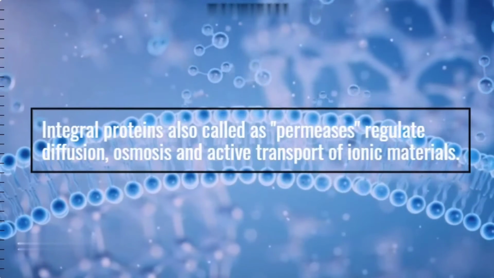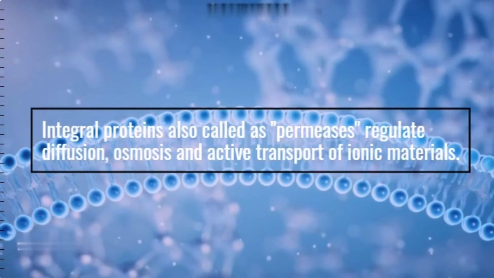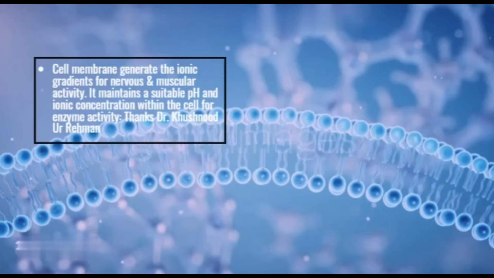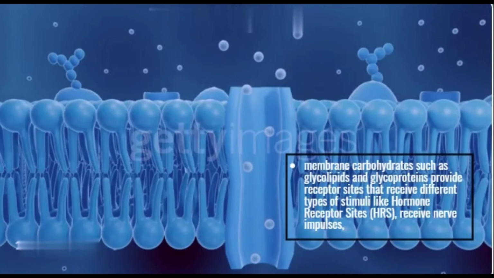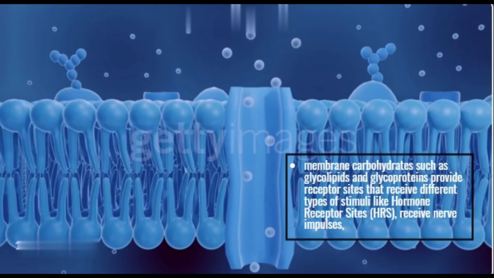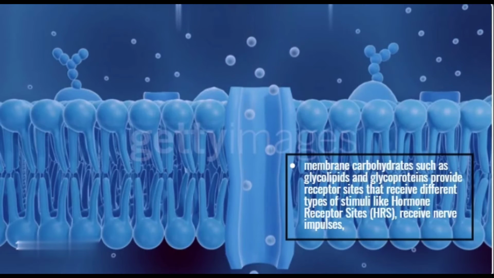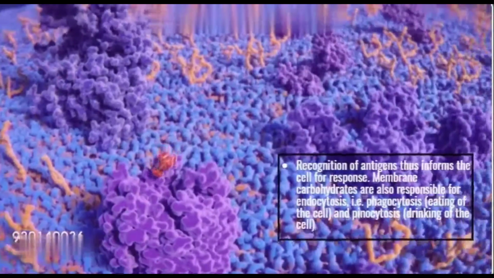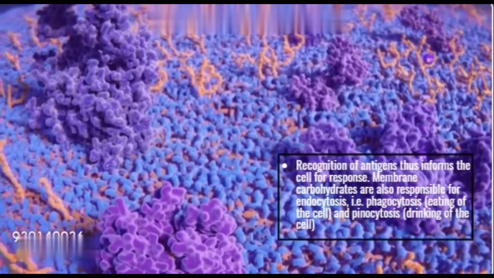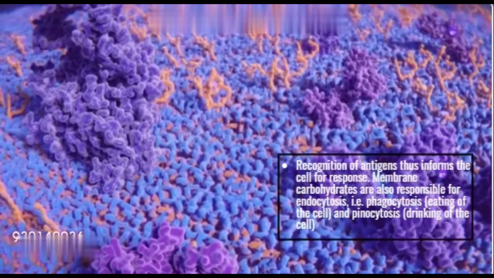Integral proteins, also called permeases, regulate diffusion, osmosis and transport. Membrane carbohydrates such as glycolipids and glycoproteins provide receptor sites that receive different types of stimuli, like hormone receptor sites. Others receive nerve impulses. Recognition of antigens thus informs the cell for response.